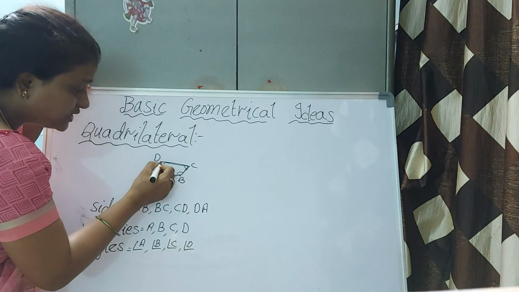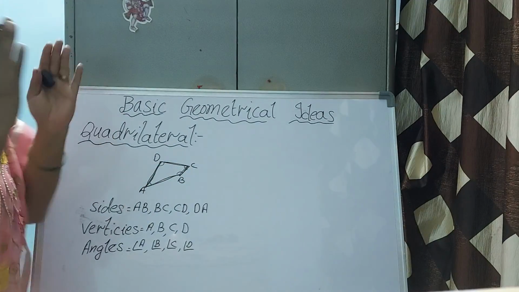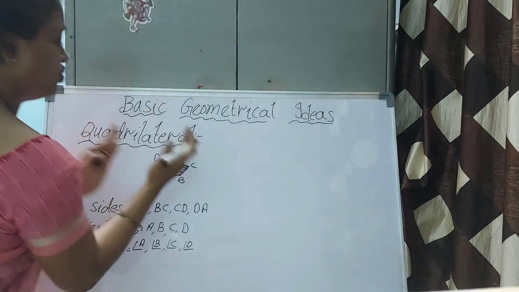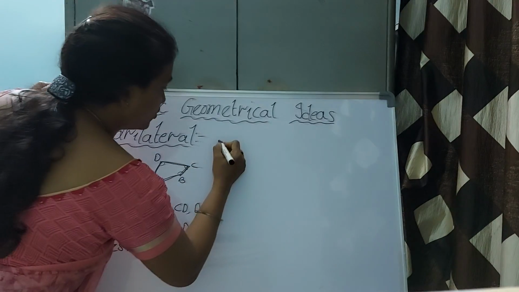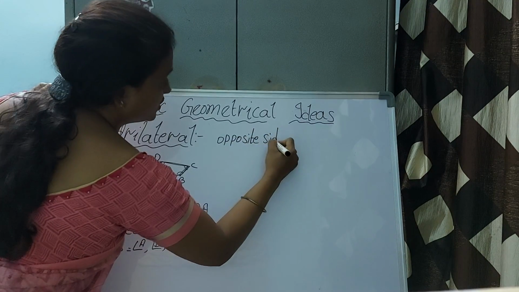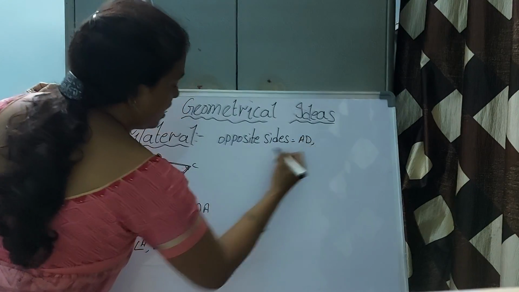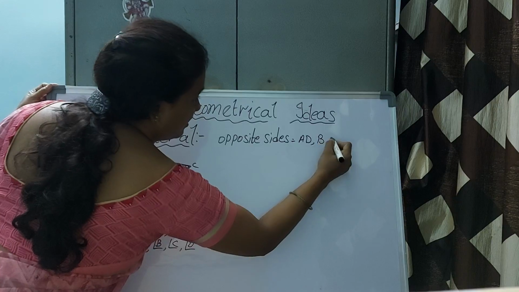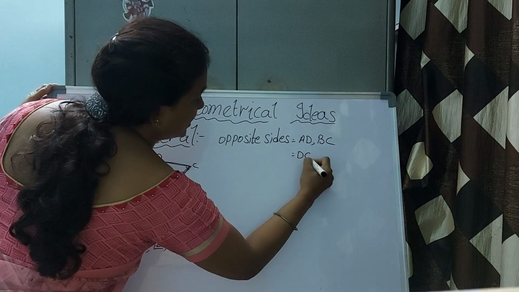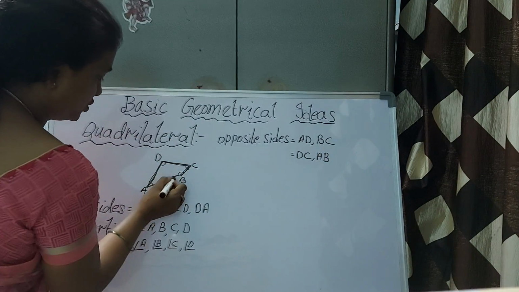What about the opposite sides? See, AD is opposite to BC. If you observe, this hand is opposite to this hand. In the same way here also, AB is opposite to CD. What are the opposite sides here? AD is opposite to BC. Next one, DC is opposite to AB.